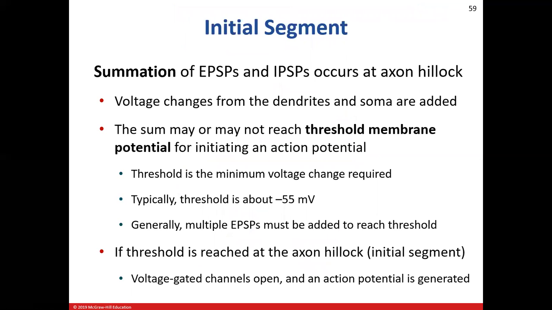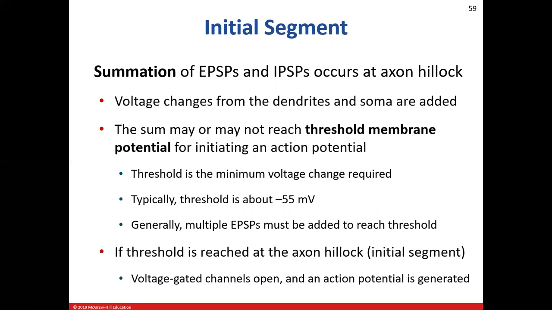So this is where we start talking about summation. The summation of EPSPs and IPSPs occurs at the axon hillock. We're going to see the voltage changes, and it does this from the dendrites and the soma. As these changes occur, they're added together, so they summate. Some of them may be more positive changes, some are more negative changes. But the sum of these changes may or may not reach the threshold membrane potential for initiating an action potential.